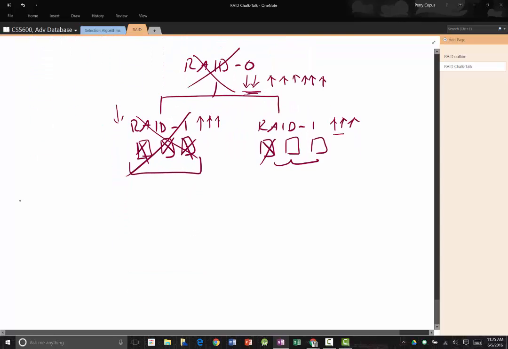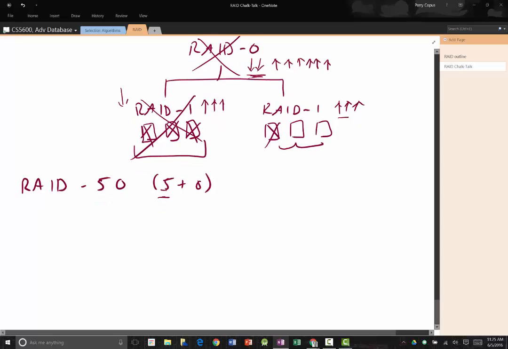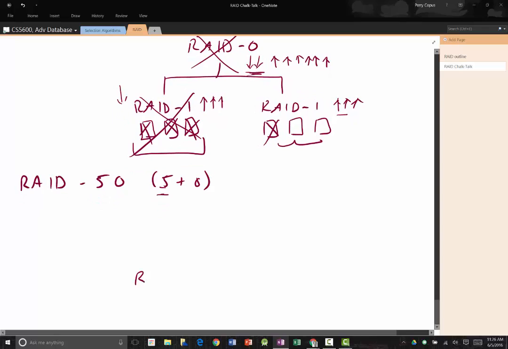That's not the only way we can combine different RAID levels. RAID 50, otherwise known as 5 plus 0. Now remember, anytime we're looking at the RAID levels, the first number is the number that's kind of at the bottom of the hierarchy. So this is a RAID 5 array. Let's draw it this way. We'll make 3 RAID 5 arrays here. Okay? And we have a RAID 0 array now of these RAID 5s.